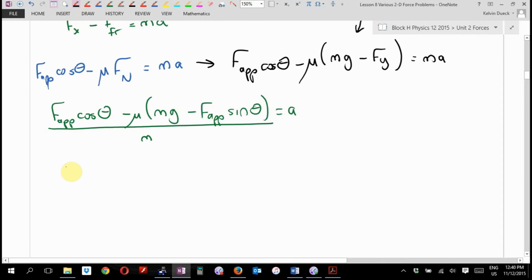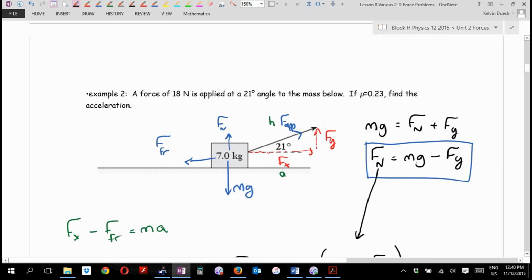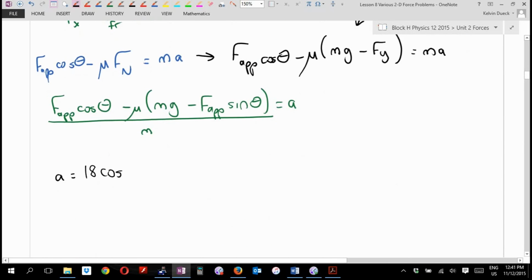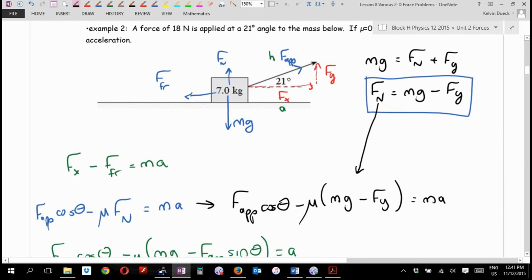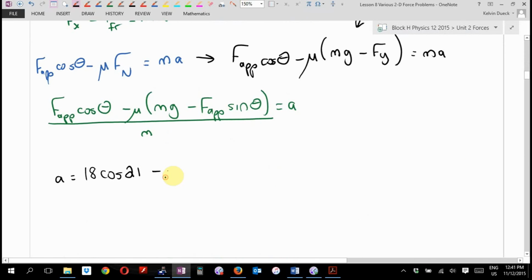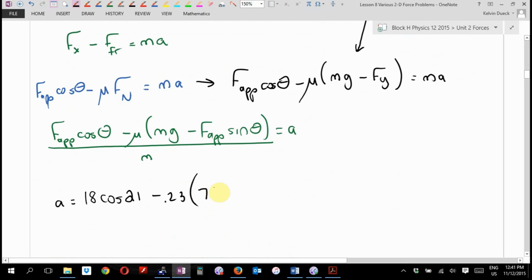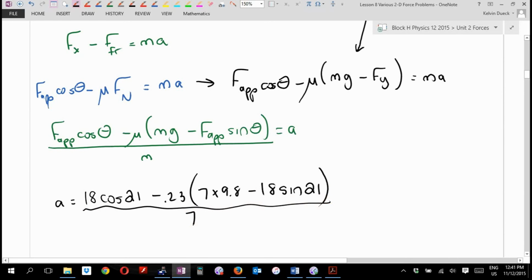So, a equals, what was the applied force? 18 newtons, cosine of 21, minus, what's mu? 0.23. What was the mass? 7 times 9.8, minus 18 sine 21, all divided by 7. I think that's right.